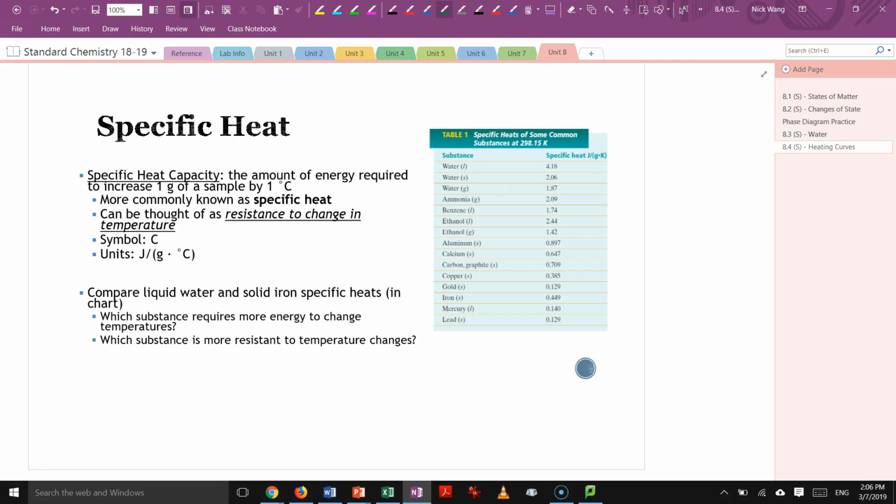But it's not like heat, as in energy that goes in or out. It's actually a kind of energy per something. So it's a little more specific to the substance and the temperature involved. Now, effectively, this can be thought of as the resistance to change in temperature.